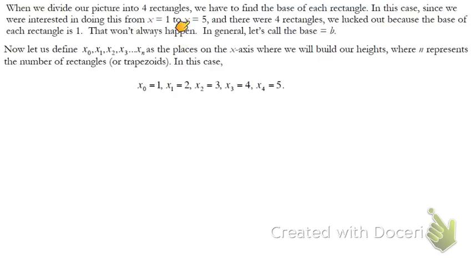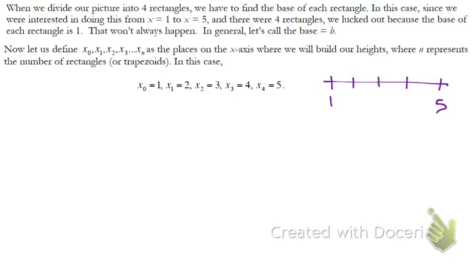So, for example, from x equals 1 to x equals 4, if there are 4 rectangles, you would divide that up into intervals of 1 unit each. So, for example, if I can draw it out like this, if we have from 1 to 5, we would count by ones.